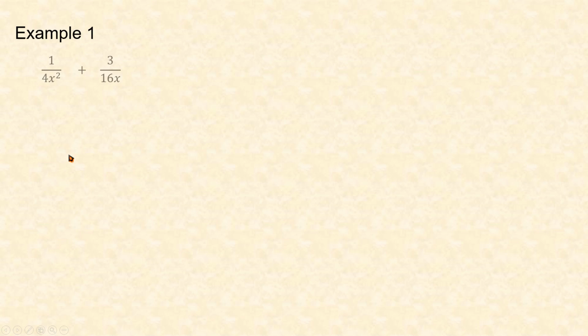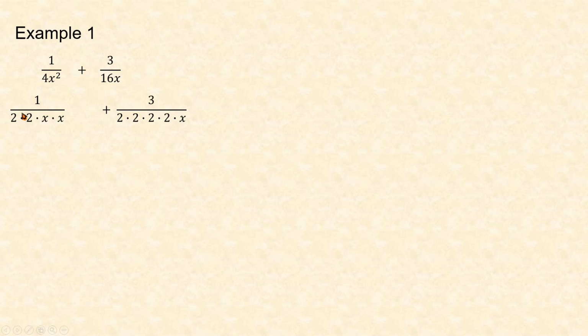Okay, the same concept applies when you do rational expressions. Here's an example. Example 1, I have 1/4x squared plus 3/16x. I want to break the bottom down, right, into their factors. Okay, I break 4 into 2 times 2, x squared into x times x. 16 is 2 times 2 times 2 times 2, and then times x.